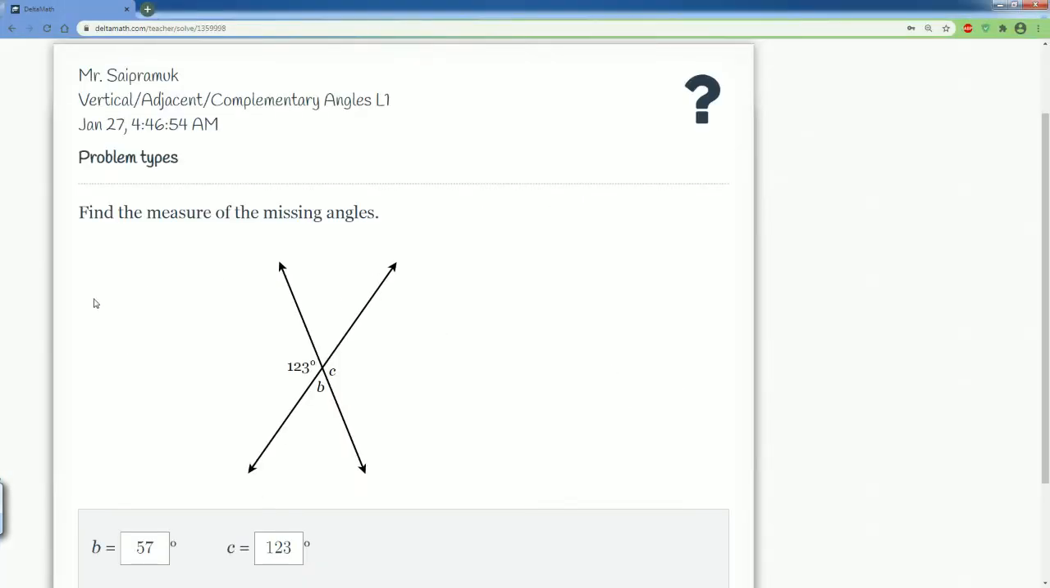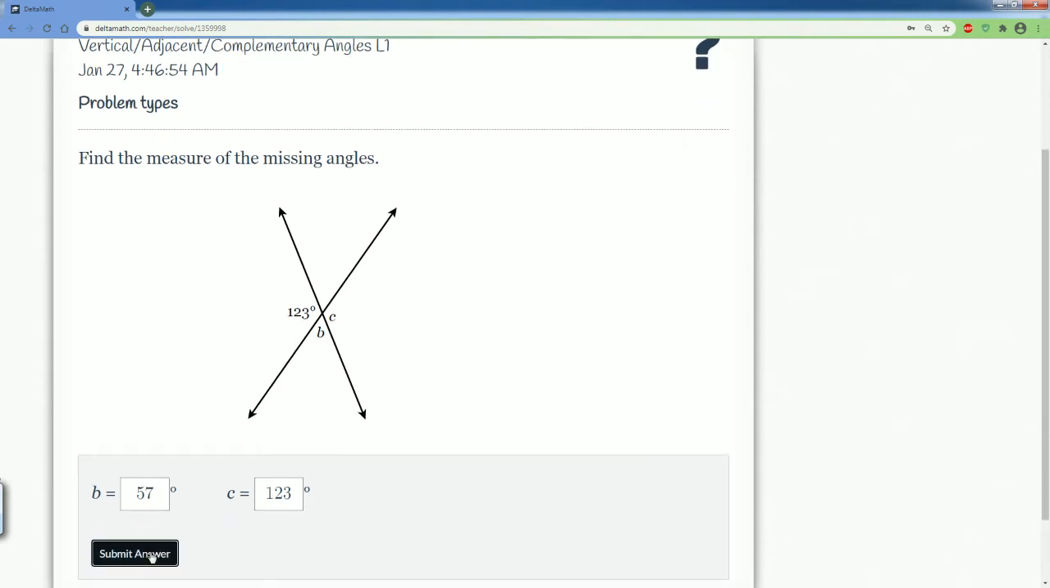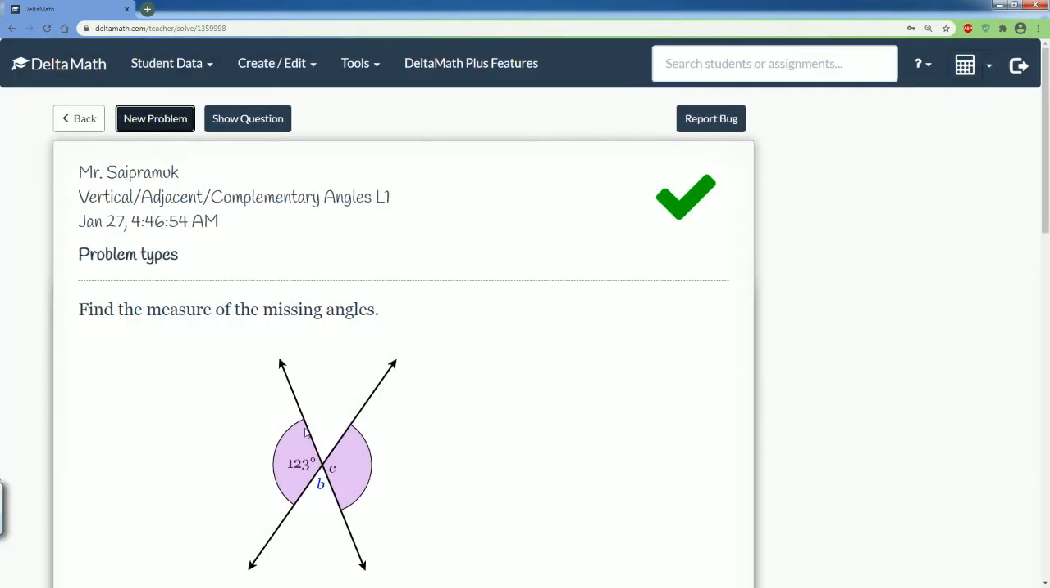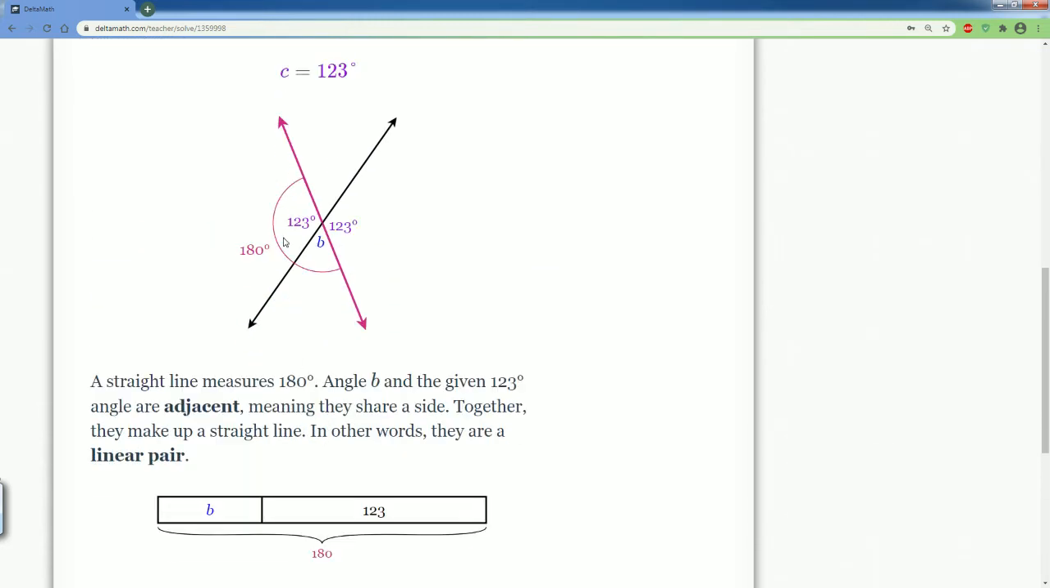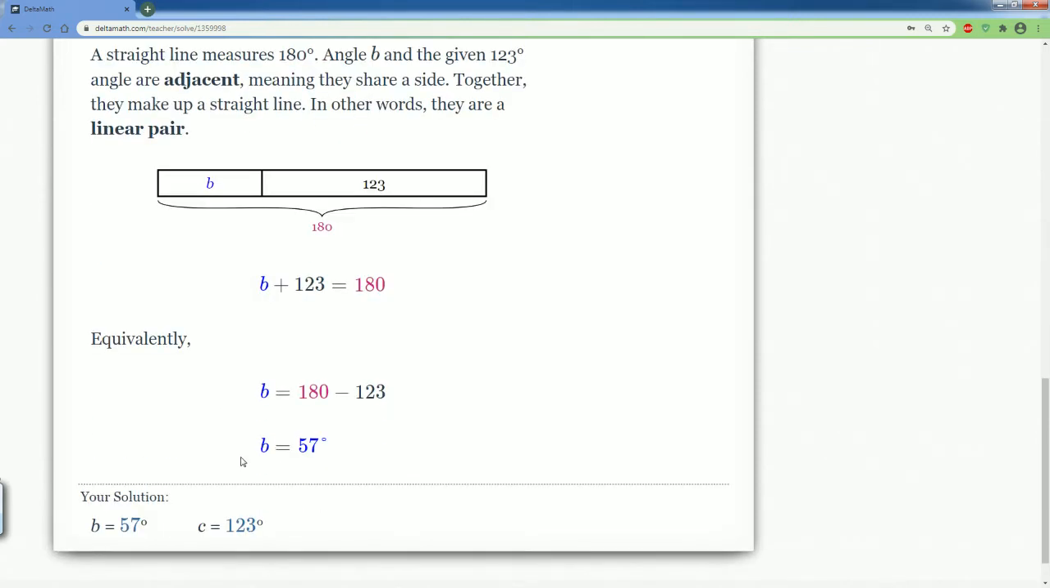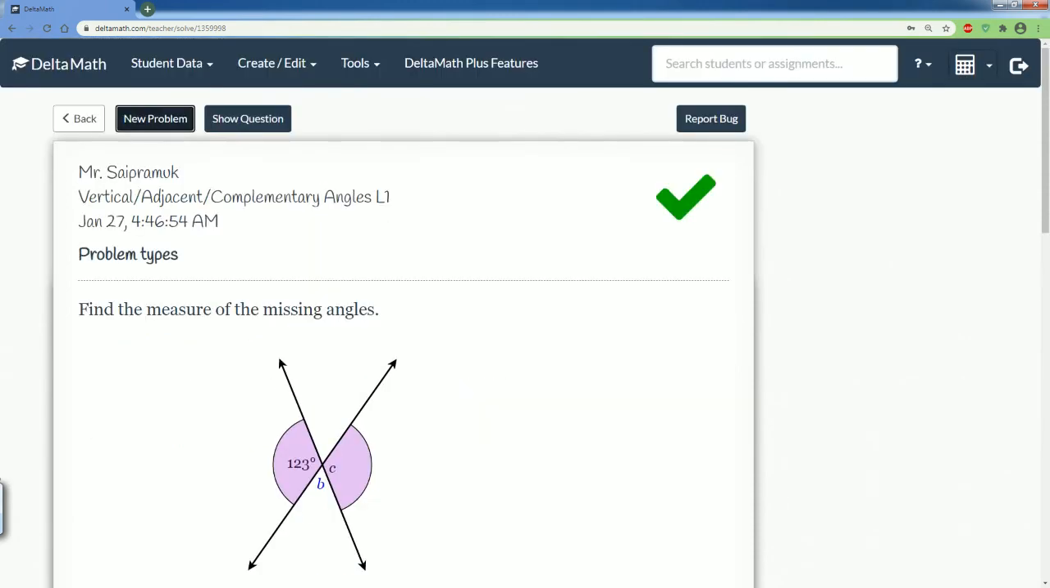Here we have the values plugged in. Let's submit our answers, and we are correct. Here they give you the visualization. They show that the 123 degrees was vertical angles to angle C, and that angle B and the 123 degrees were linear pairs, and that's how we solved it. Good. Let's do a couple more.